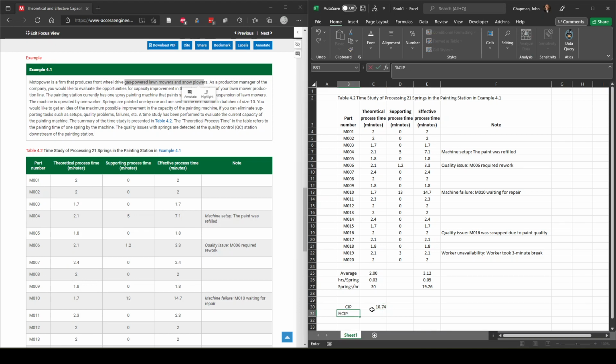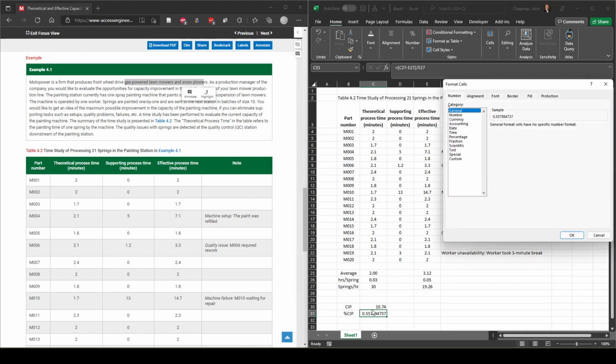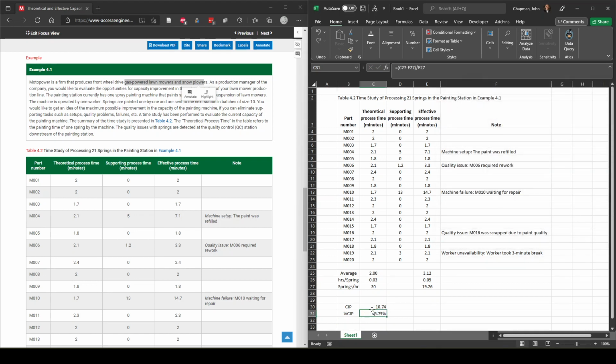Now the percent capacity improvement potential is a very similar number. We're going to take the difference and divide by the effective. So the percent difference is actually, in this case, a huge percent difference, almost 56% capacity improvement potential on a percentage basis. And that is how we can find out what kind of potential we have to improve the effective throughput.